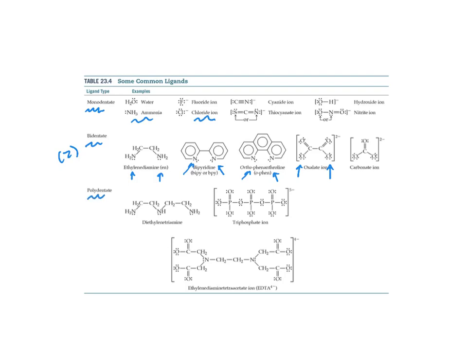When we get to the polydentate, that is going to be greater than two places where it bites. And if I just look at diethylene triamine, you can see there are three nitrogen groups that can bond to a metal. When we have the triphosphate, we can have more than one bond. And the one they seem to talk about the most is the EDTA. Now that has 1, 2, 3, 4, 5, 6 different places where it can bind to the central metal atom.